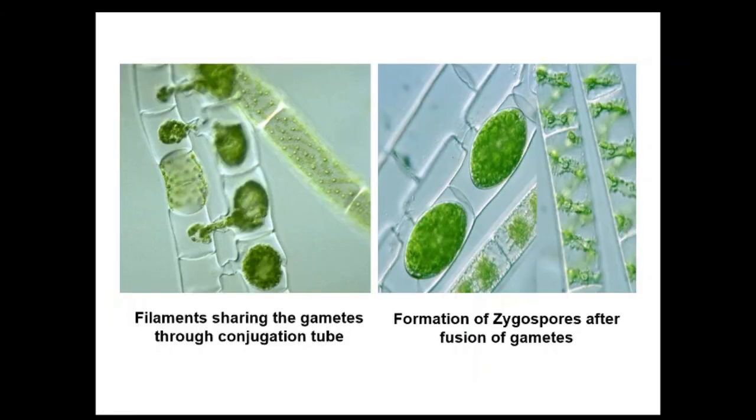These are some live images taken through the microscope showing the phases of conjugation. In this image you can see the transfer of the gametes from one cell to another cell. In the next diagram you can see the formation of the zygospores after gametic union.